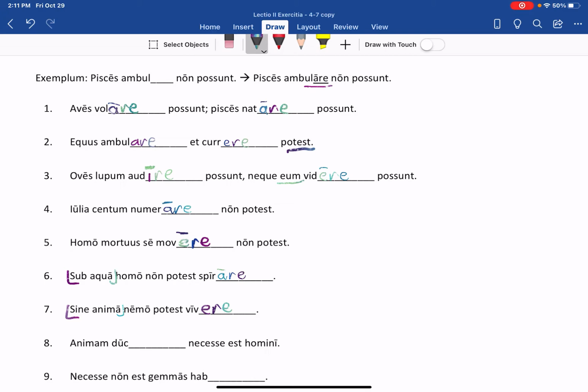Animam ducere necesse est homini. So you remember that necesse est always needs an indirect object. We're wondering, for whom is it necessary? And that indirect object is always going to be in the dative case. So this is our indirect object and it's dative. It is necessary for the human, for a human, animam ducere, to draw breath. And how else could we say that? We could just say spirare.